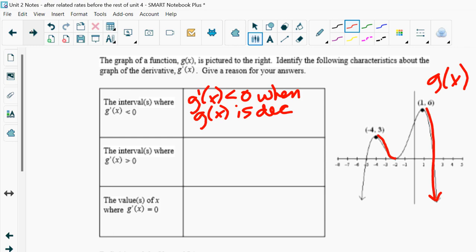So they tell us that this is -4. We can see that that's -2. So do you agree that that's -4 to -2? Like the x intervals.